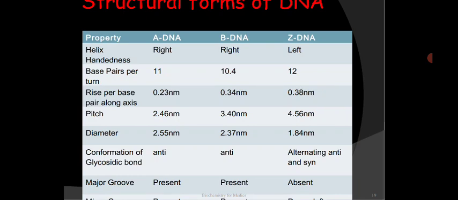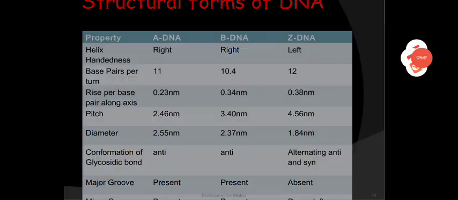So these are the basic differences between the different forms of DNA, and that helps to understand the varieties of structural forms of DNA. Let's see the figures one by one. Here you can see the structure of the B form of DNA, in which the diameter of the double DNA helix is 20 angstrom.